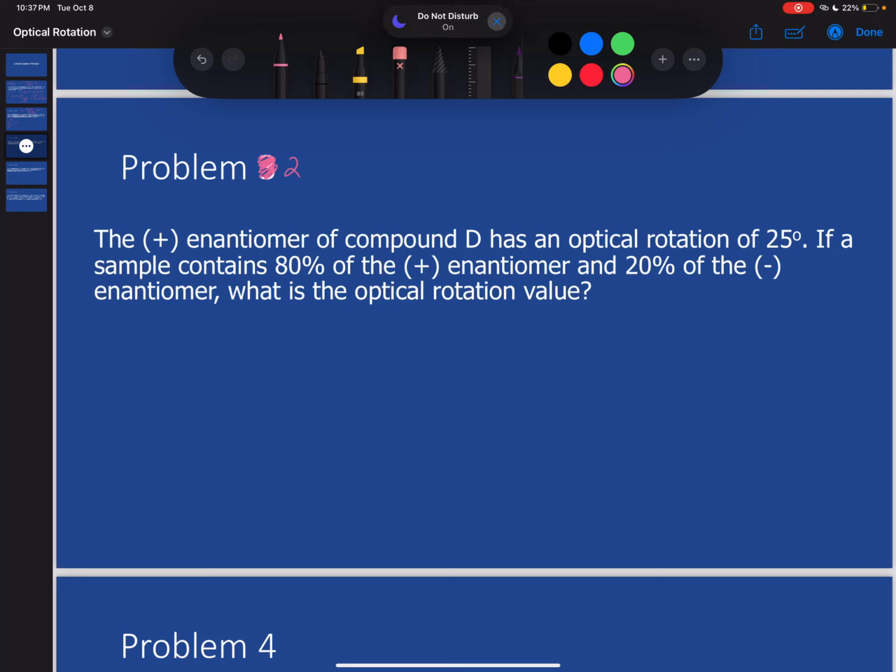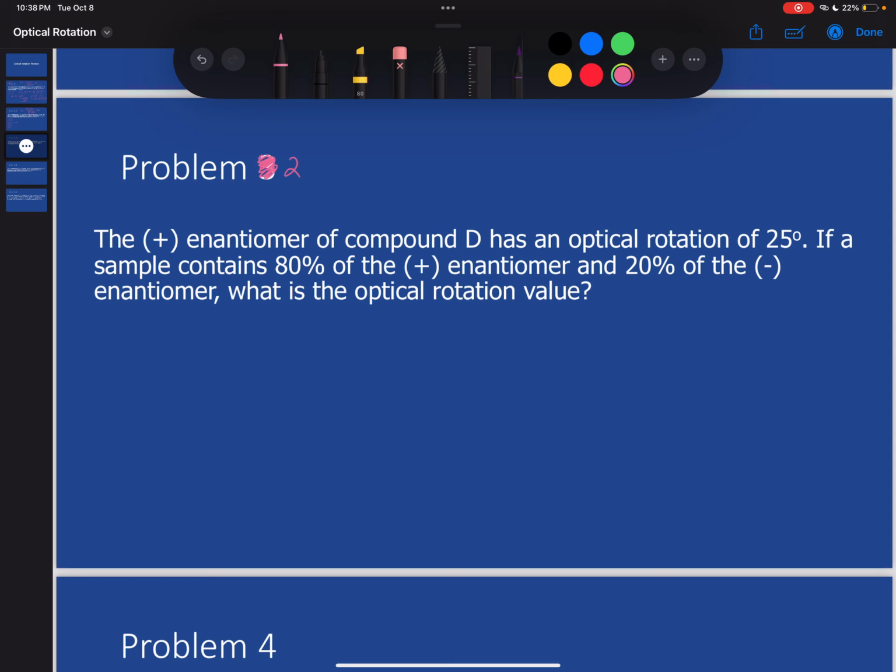So here's problem number 2 of our optical rotation. All right, so this one's going to be working a little bit differently from the last one. We're going to work backwards here because I was actually given the percent composition of our mixture, but we want to know what the optical rotation would be of that mixture.